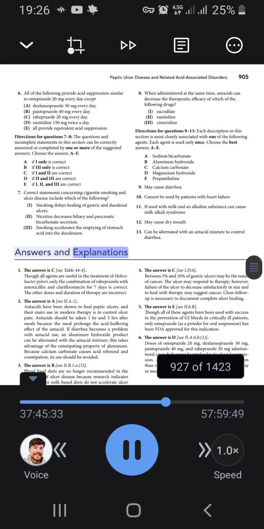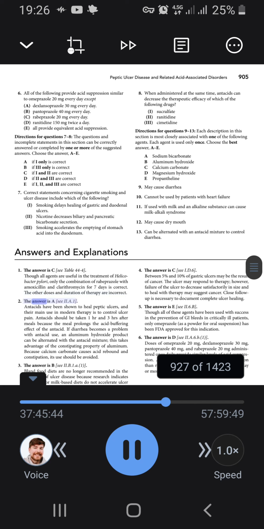Answers and explanations. 1. The answer is C. See Table 44-4. Though all agents are useful in the treatment of Helicobacter pylori, only the combination of rabeprazole with amoxicillin and clarithromycin for 7 days is correct. The other doses and duration of therapy are incorrect.